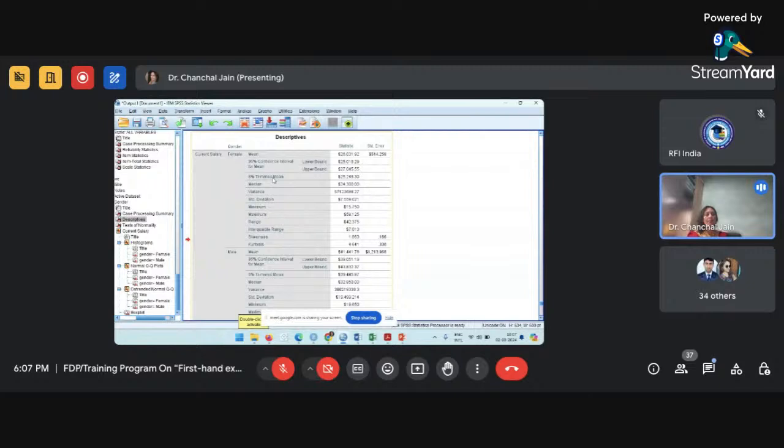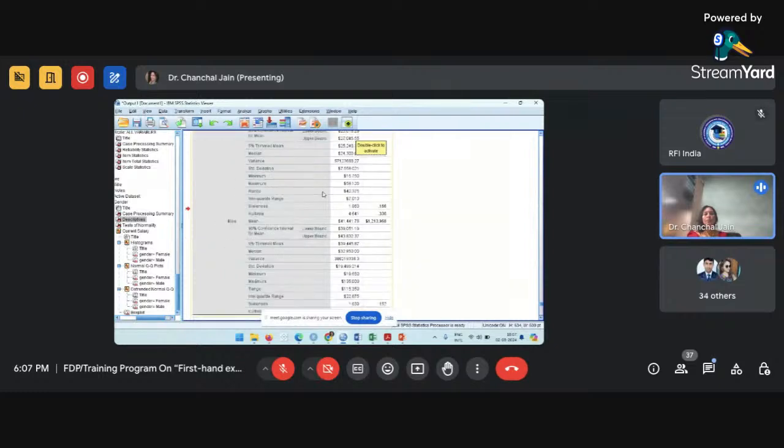The 5% trimmed mean is 25,248 for the female, and here it is 39,445. Likewise, you can see the median, variance, standard deviation, minimum of the salary for the male and female, and the range, interquartile range, skewness and kurtosis. The most important thing is that you can compare your mean and median. There is a difference between the mean and median for the female salary. Similarly, for the male, you can find there is a large difference in the mean and median salary, right?